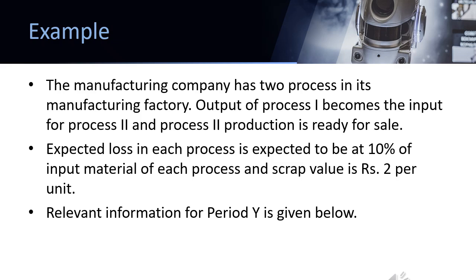This part, we learn how to calculate the costing process. So we can give some example. Question 1. A manufacturing company has two processes in its manufacturing factory. Output of process 1 becomes the input for process 2, and process 2 production is ready for sale. Expected loss in each process is 10% of the input material of each process, and scrap value is 2 rupees per unit.